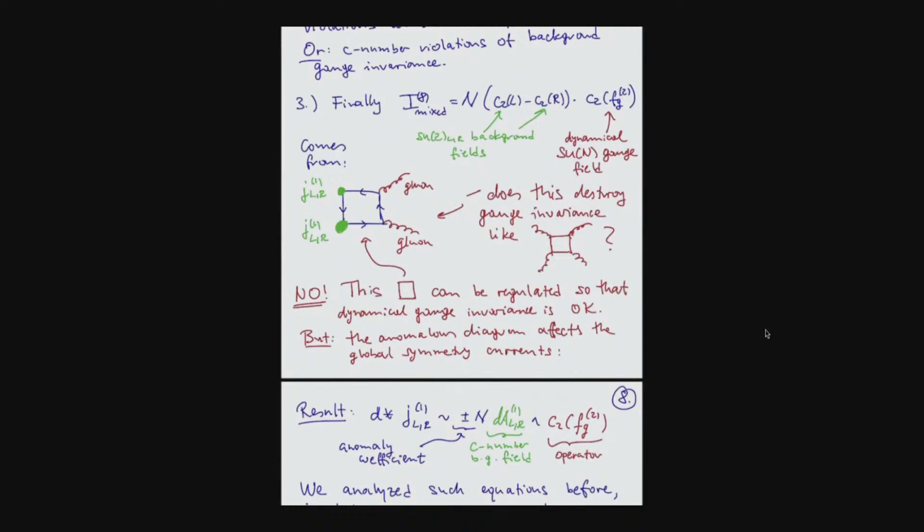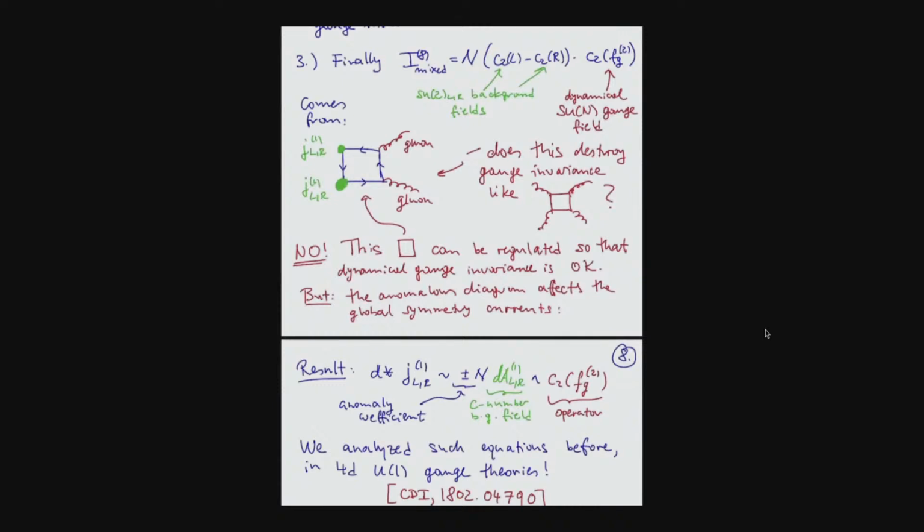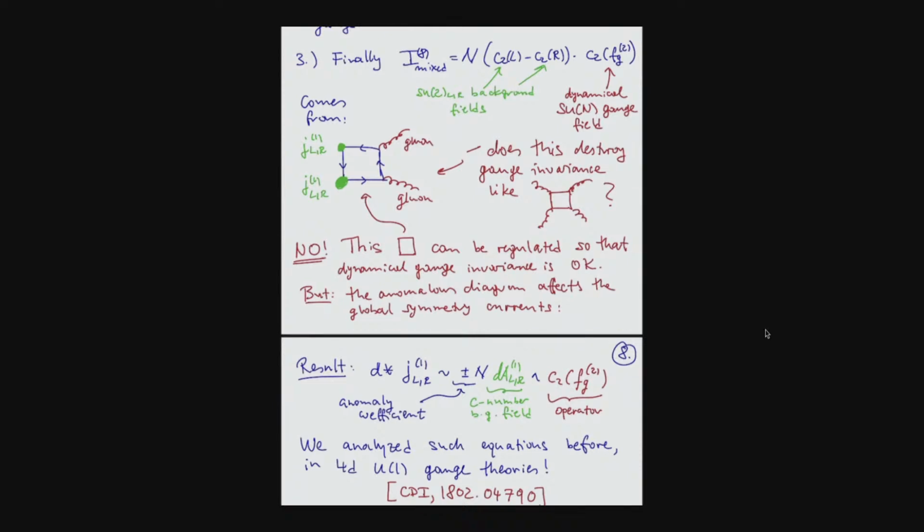Well, the first thing to reassure ourselves is that this diagram does not represent a breakdown of gauge invariance. You can, in fact, regulate this diagram in a way such that gauge invariance is completely conserved, and you should do that. You have to do that. You should insist on regulating the diagram in this way. And that actually eliminates all the ambiguity that is typically associated with such anomalous diagrams. So you have to insist on gauge invariance for the dynamical gluons. And then the rest of the diagram is completely unambiguous.